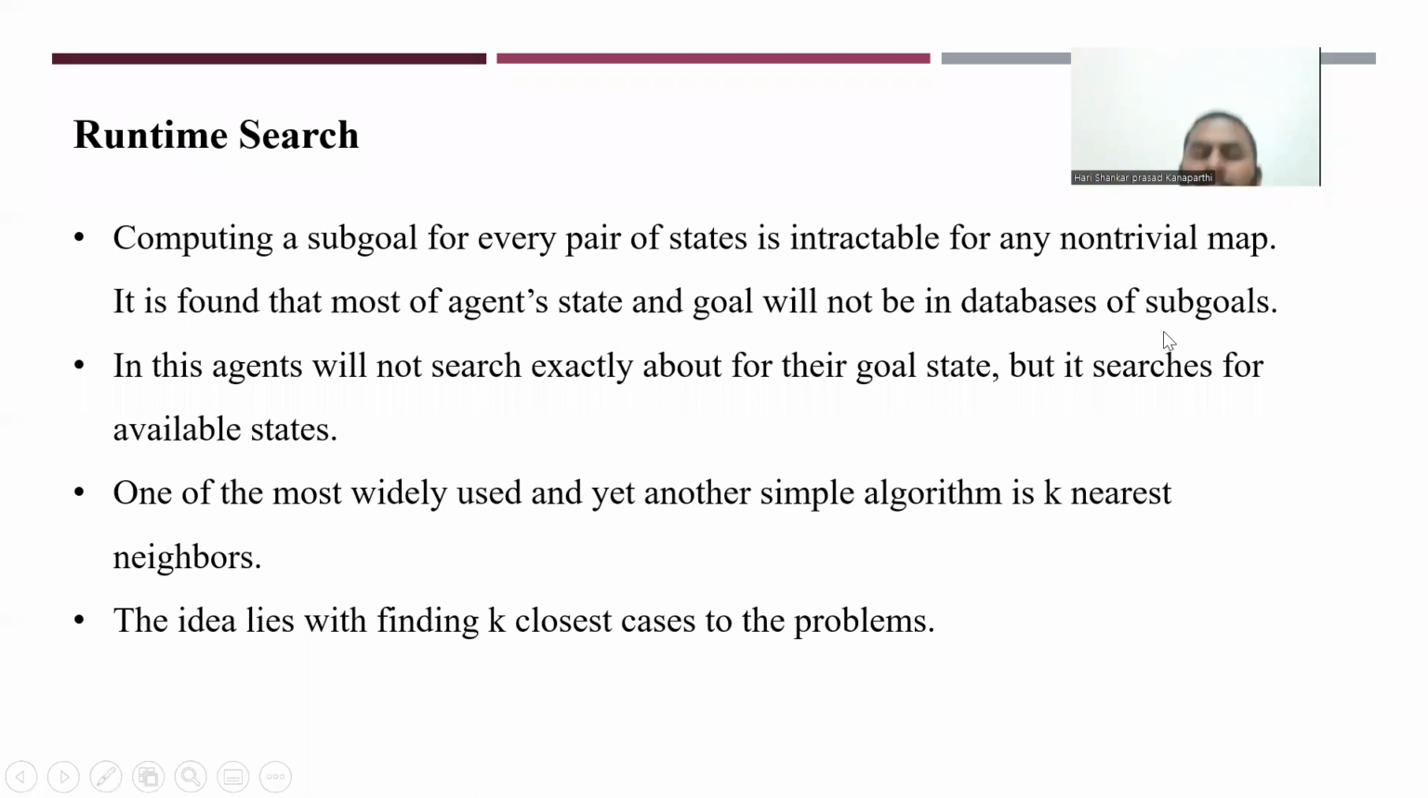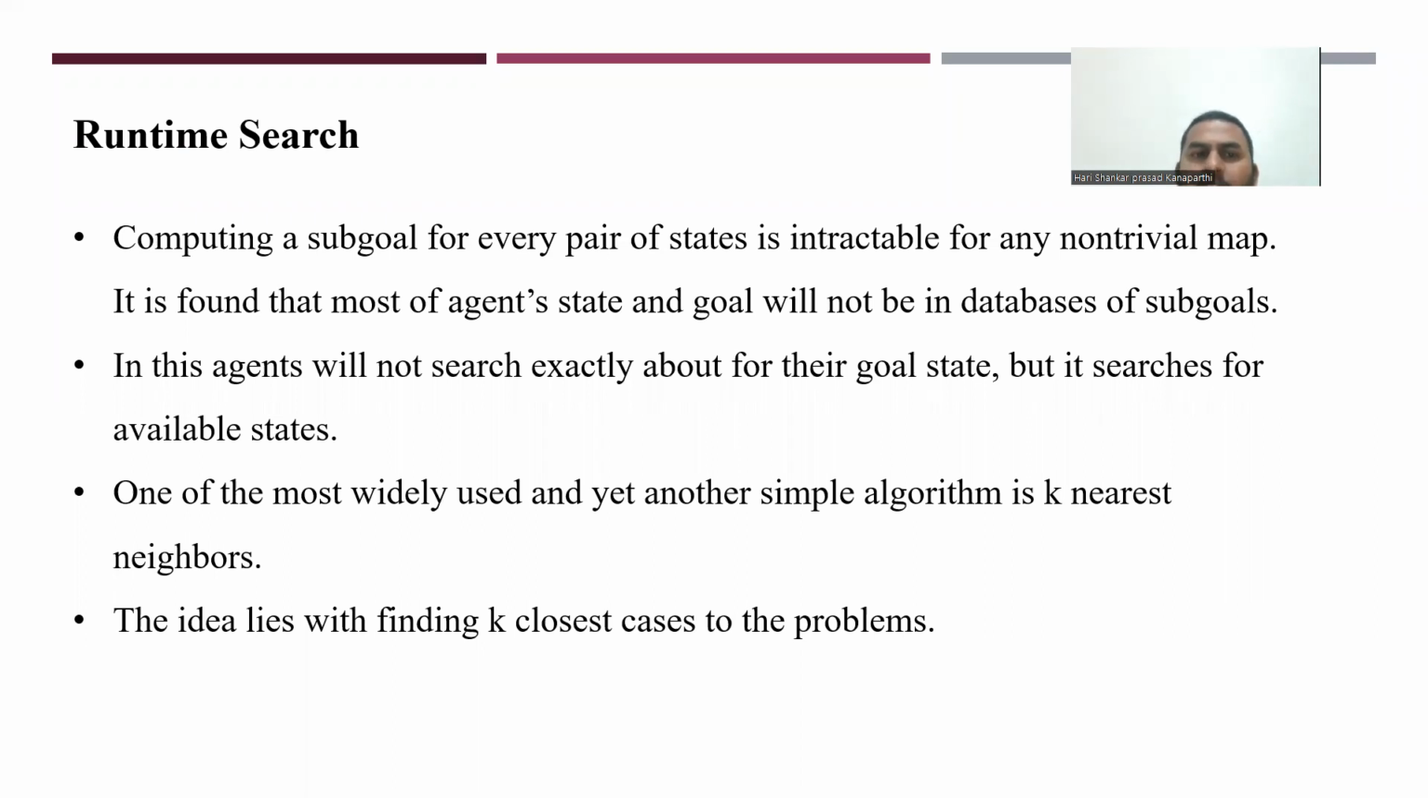So computing a subgoal for every state pair is somewhat difficult for non-trivial mapping, where most of the agent states and goals will not be the same. For example, if the agent wants to have some particular goal, it may not be in the database. So we cannot wait till it is created. So this agent will be taking the similar type of goal or the nearest one it is searching for.